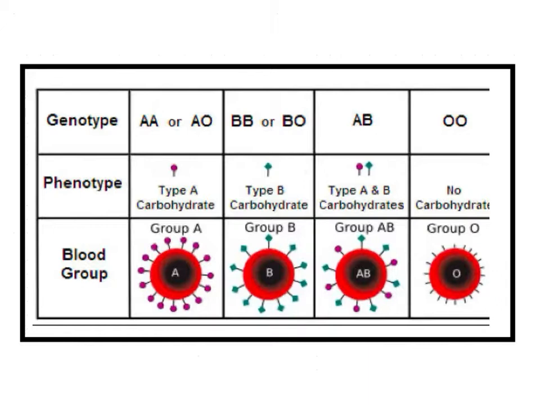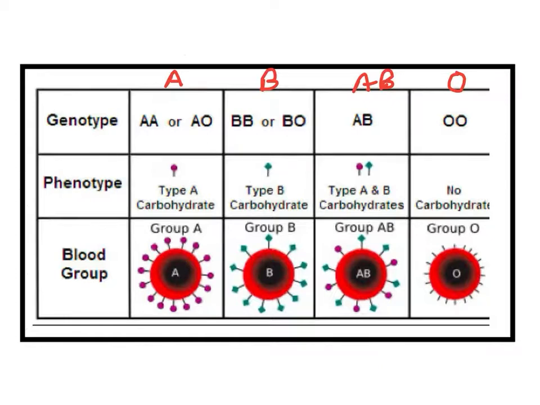Now, depending on this, we have four blood groups. अब हमारे पास चार ब्लड ग्रुप्स होते हैं. पहला ब्लड ग्रुप है A ब्लड ग्रुप, सेकेंड is B ब्लड ग्रुप, थर्ड is AB, and the fourth is O ब्लड ग्रुप. So we have four blood groups.